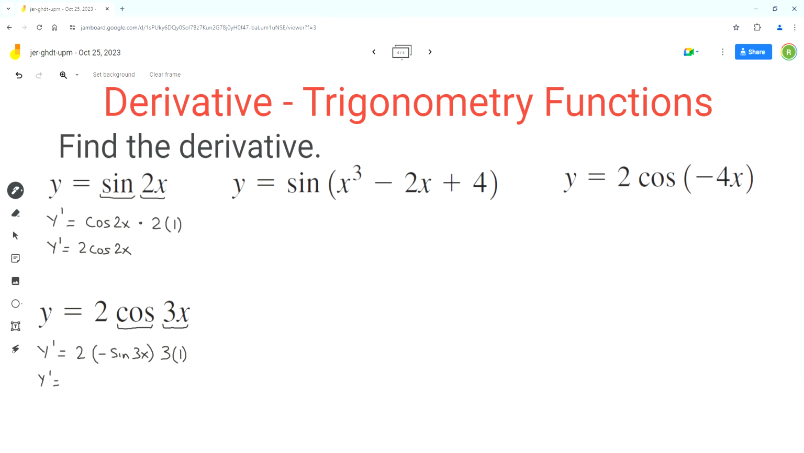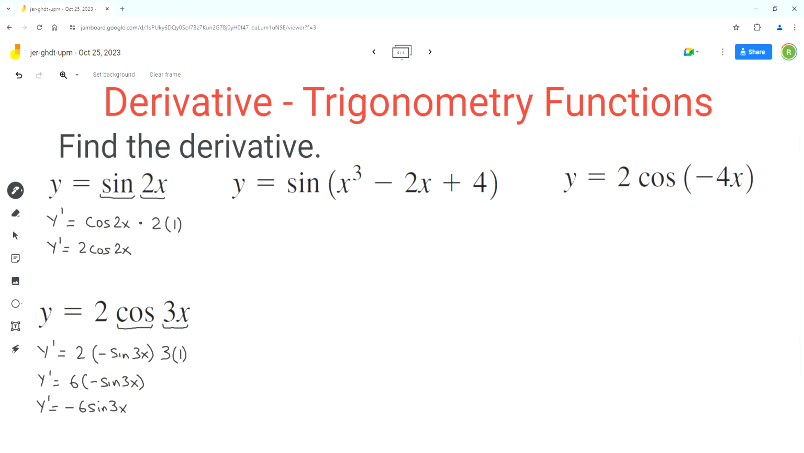Now we can simplify this expression. So 3 times 1 is 3, and 3 times 2 is 6. And now we can multiply 6 by negative sine 3x. So we get, so this should be the derivative of this second function.